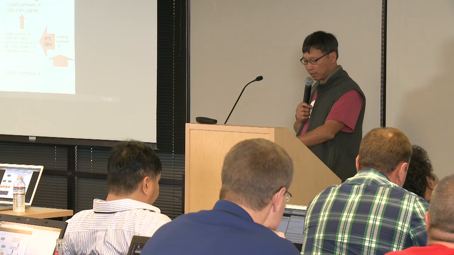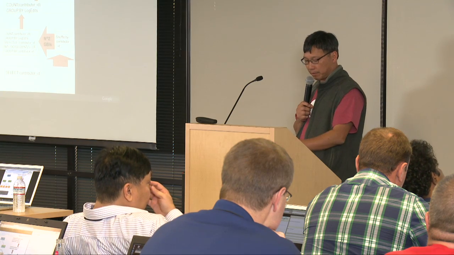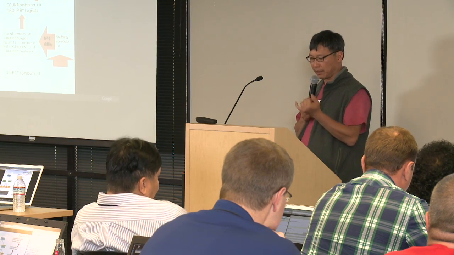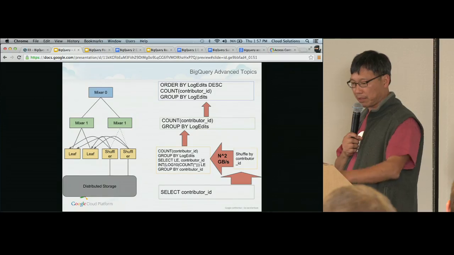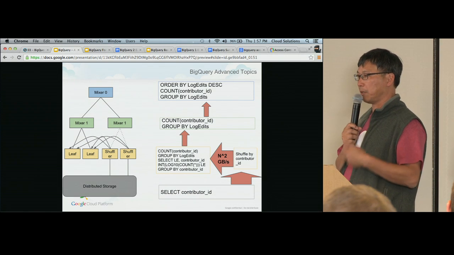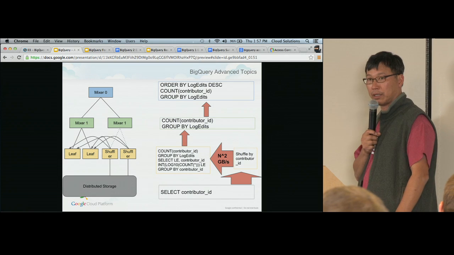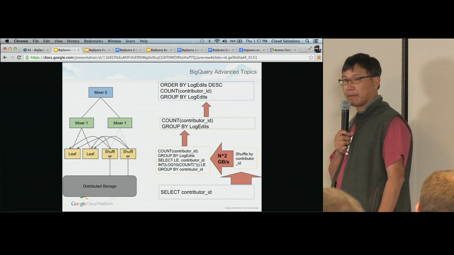Now each leaf node will do what they need to do, the count. At this point, each leaf node will have a contributor ID and the log 10 of the count. And then from there, you pass it back to Mixer. So it will be very, very similar to the simple query that we did. Is it clear at this point?